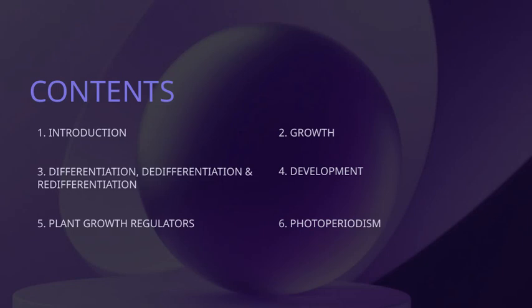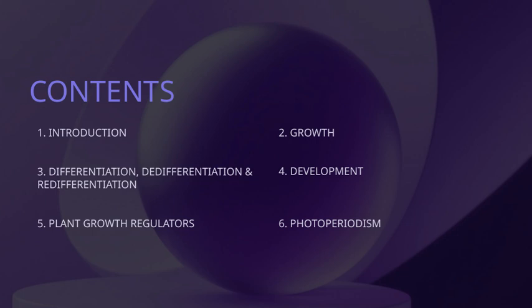Now, let's move on to slide 2, which covers the topic of photoperiodism. Photoperiodism is essentially how plants respond to the length of day and night, and it plays a crucial role in controlling flowering and other developmental processes. Understanding this helps us grasp how plants adapt to their environment and time their growth cycles.